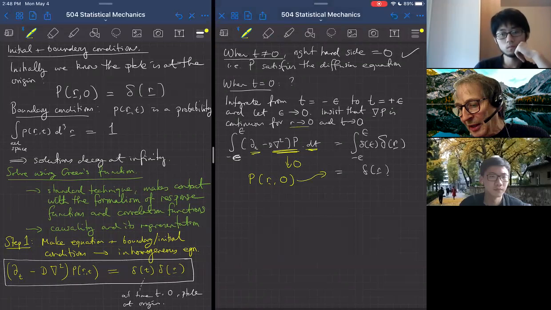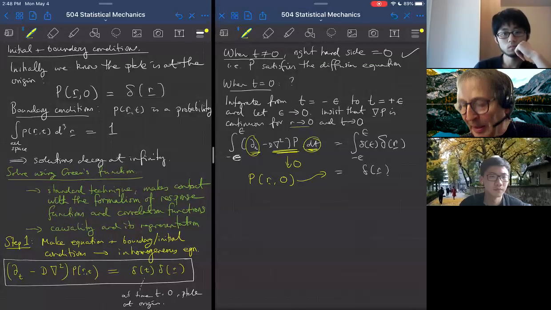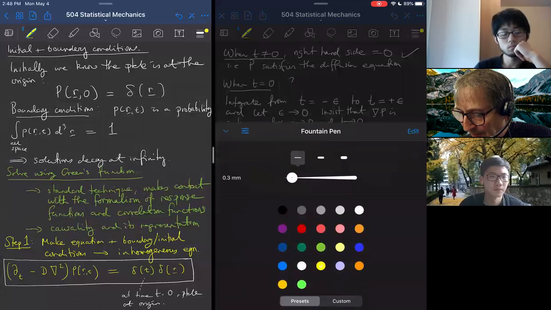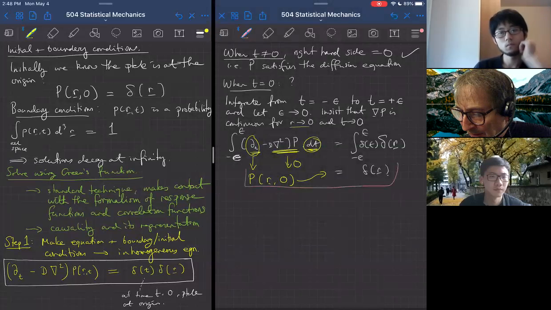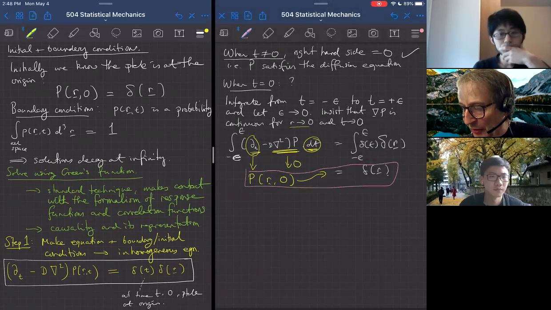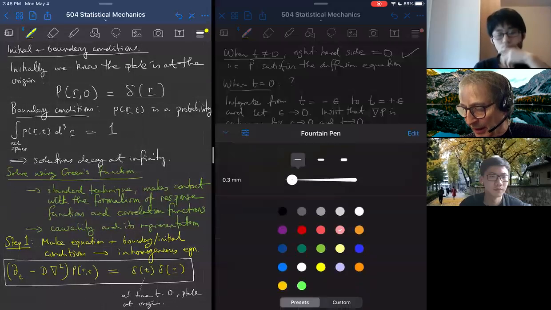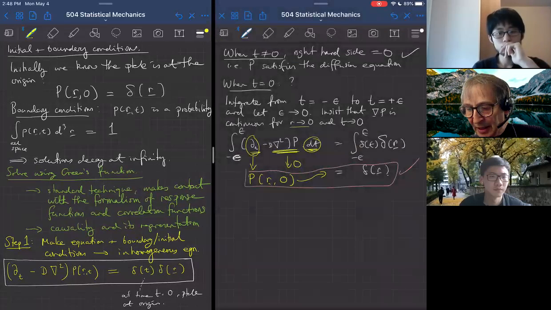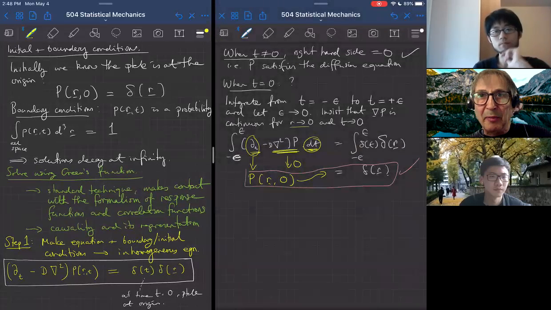And so I've got that on the left-hand side: this term integrated, the integral of dp by dt, is just p. And then we take that limit, and so this gives us that p of r at 0 is equal to the delta function. So everything is exactly as we expect. Okay, so this is just a nice way to put the initial conditions into the differential equation.